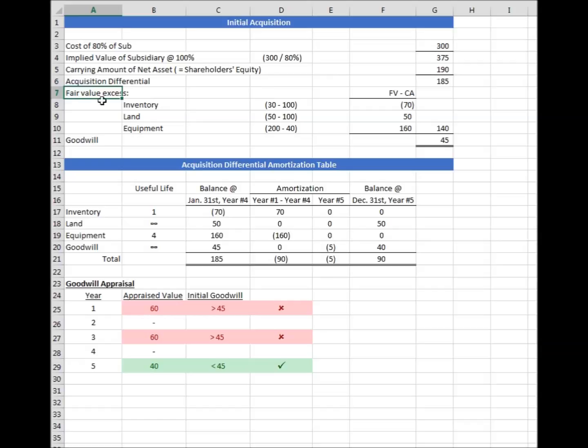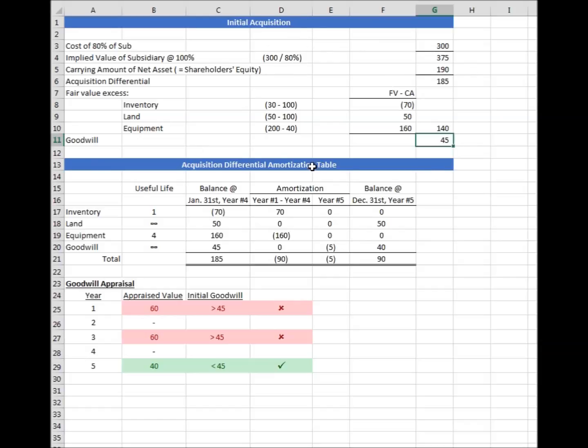And now we're going to carry on to figuring out where our fair value excess is. So we have some inventory, land, and equipment. In inventory, we have a negative fair value, so it drops by $70. In land, it increases by 50, and in equipment, it increases by 160. That gives us a total fair value excess of $140, and subtracted from our acquisition differential that leaves us with a goodwill of $45. So that's relatively easy and basic.